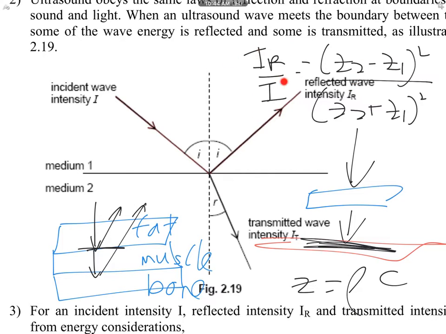Since we want only a tiny amount to be reflected, that means this fraction must be big or small? Must be very small. For this fraction to be very small, the values of Z2 and Z1 must be almost the same. The bigger the difference between Z2 and Z1, the bigger the amount that will be reflected. Do you understand? So we want these two to be almost the same. If these two are very different, then most is reflected. That means very little will be transmitted, which is bad. Okay? So, I'll show you.